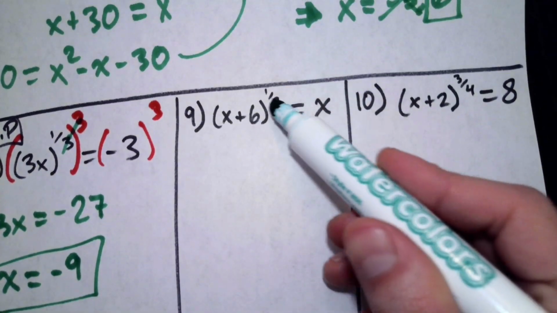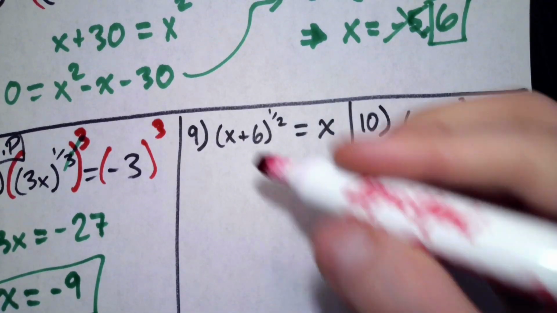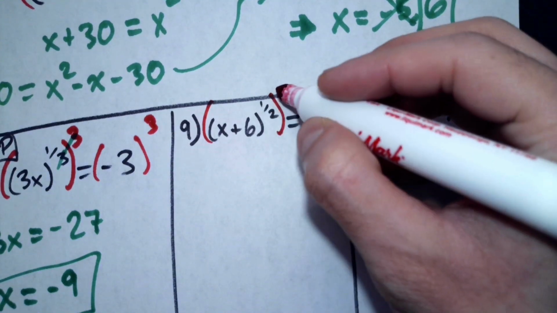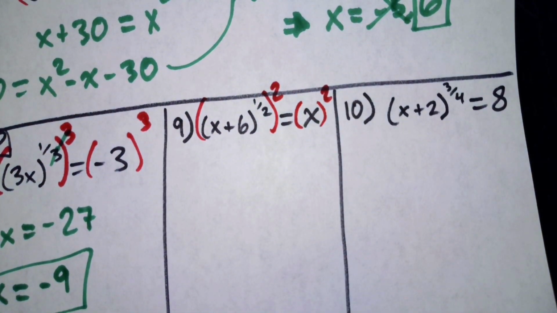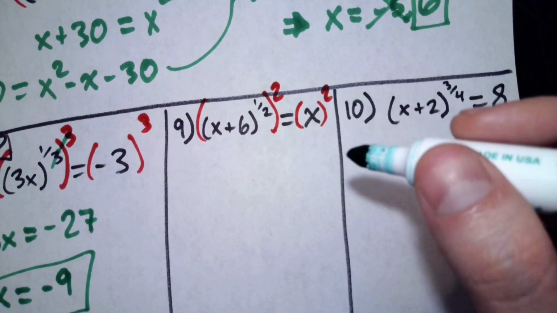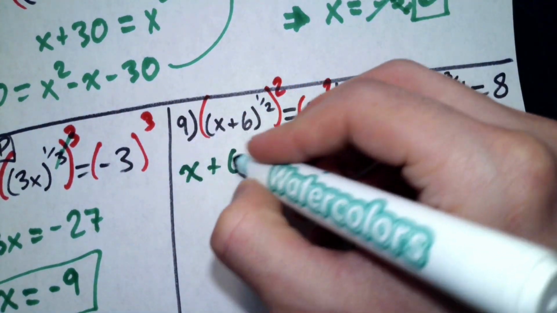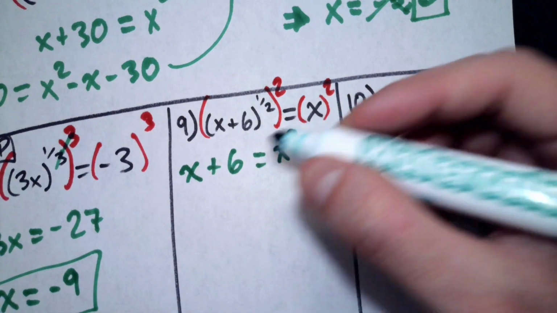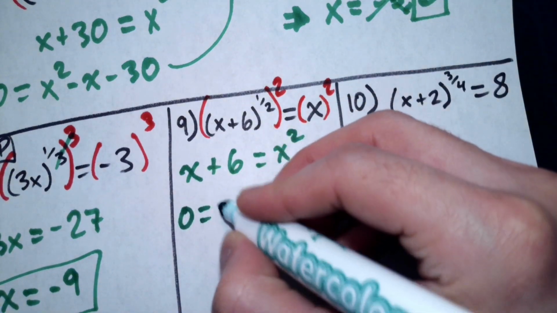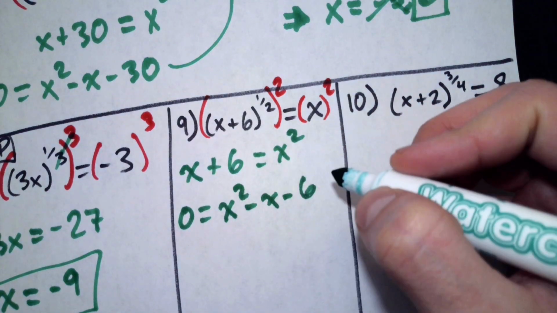Number 9 deals with the square root, but in fractional power form. So just like the regular square roots, we're going to need to take this to the 2nd power and this to the 2nd power. Once we do that, we eliminate the fractional power, the rational power, and it turns into x plus 6 is equal to x squared. So now we're going to have to move everything to one side again. So this will look like x squared minus x minus 6.